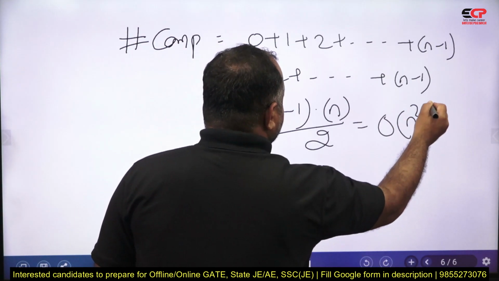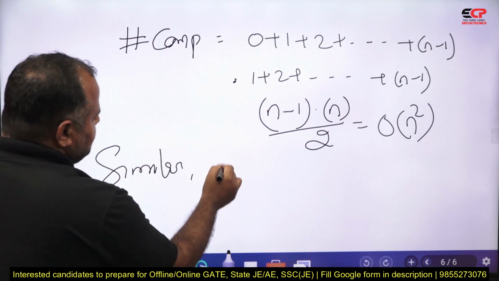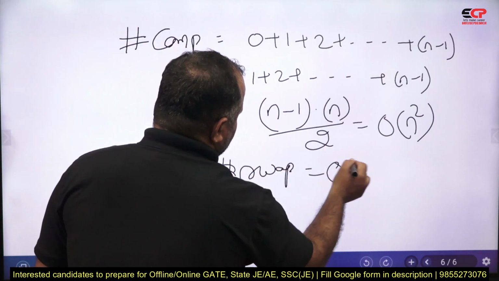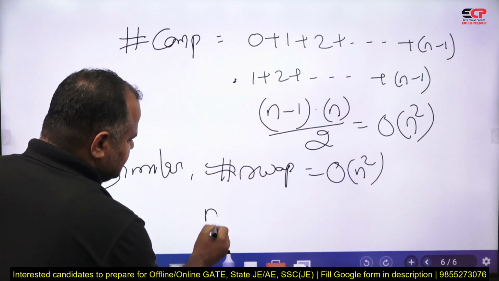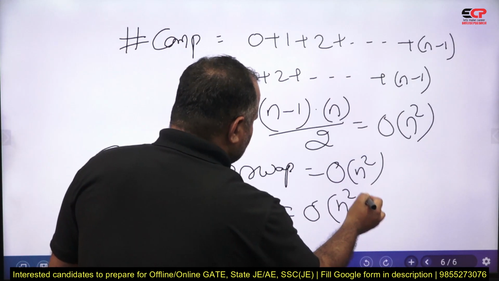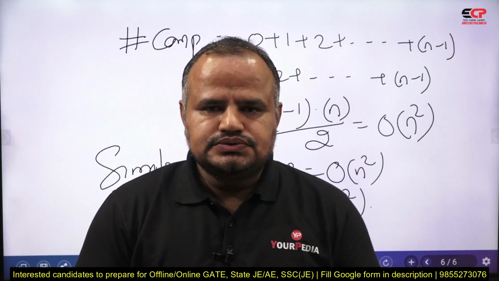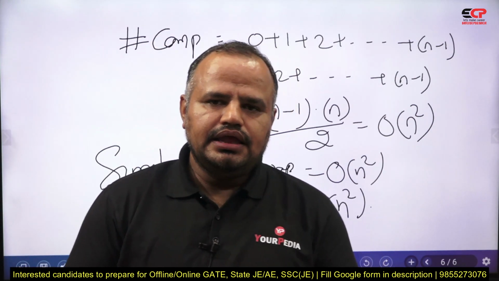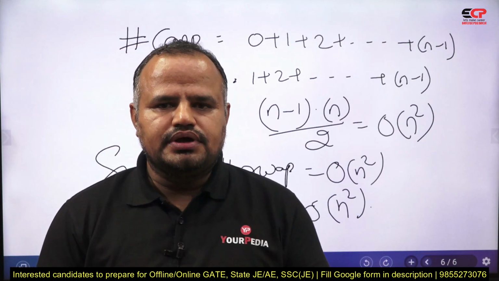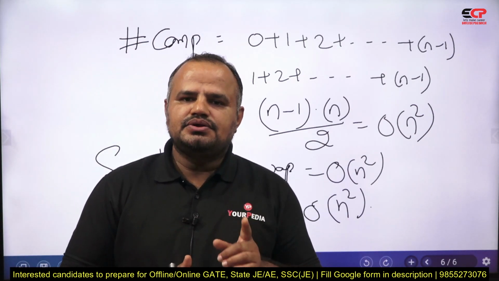Asymptotically, the total number of comparisons is n square. In a similar manner, we have the number of swaps. How many? Same, that is again big O of n square. So the time complexity is n square plus n square, that is big O of n square only. Fine. So in this way I can say that for insertion sort, the best case time complexity is omega of n, and the worst case time complexity is big O of n square. Here you have to keep in mind the total number of comparisons and the total number of swaps.